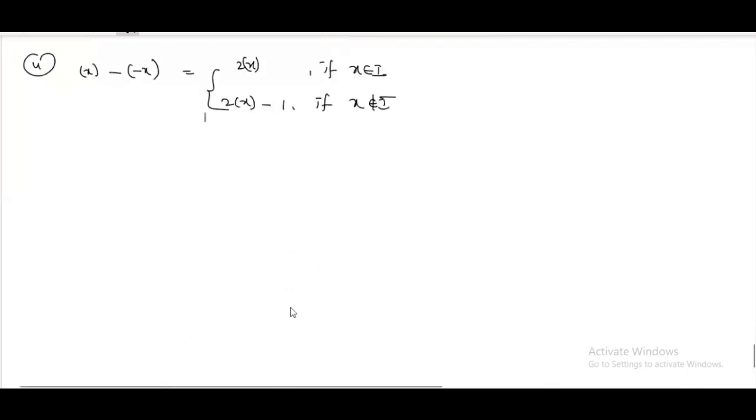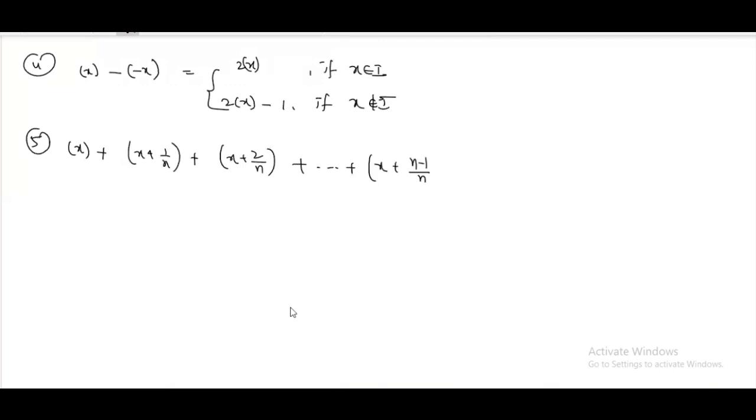Next, we have one more property, like the one we have in the greatest integer function. In a similar way, we have the box of x plus n minus 1 by n is equal to the least integer function of nx plus n minus 1, where n belongs to natural numbers. So these are the different properties we have.